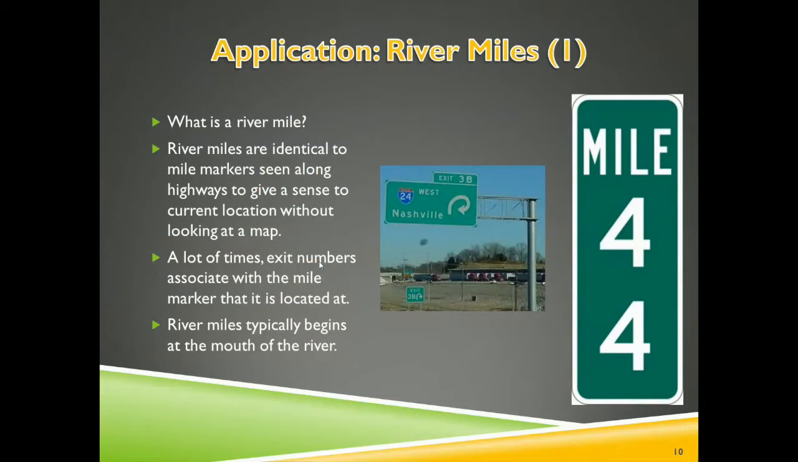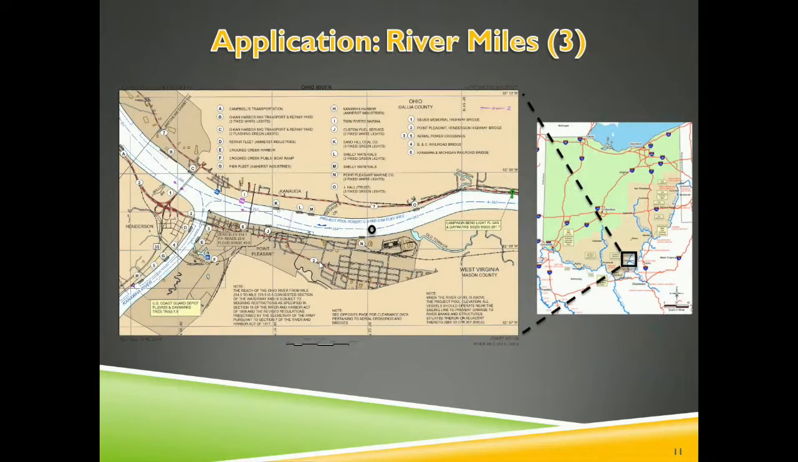Now let's talk about applications of GPS and map coordinates. The first of these are river miles. River miles are identical to the mile markers that we all see along the highway. Similarly, exit numbers associated with the mile marker also indicate the mile along the river which you are at. River miles typically begin at the mouth of the river. Here's a blown-up image of the Ohio River in southeast Ohio. Each location on the map is signified by a river mile and therefore a label.